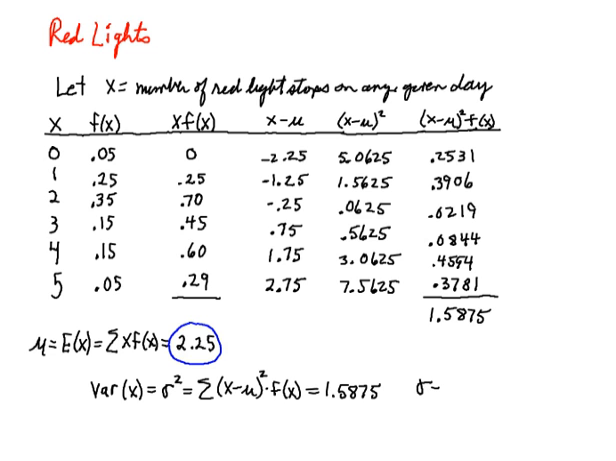So my standard deviation would just be taking the square root of that. So the square root of 1.5875 is equal to 1, I'm going to round a little bit, 1.26. And that is going to be my standard deviation of the random variable x.